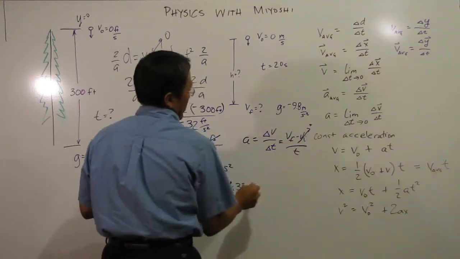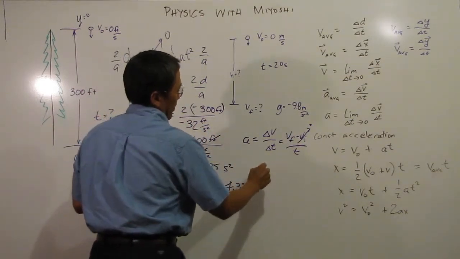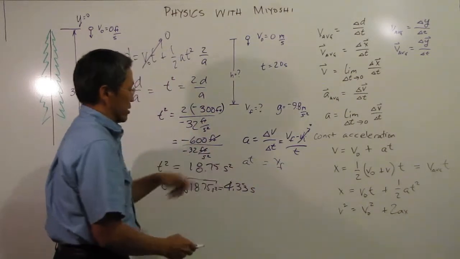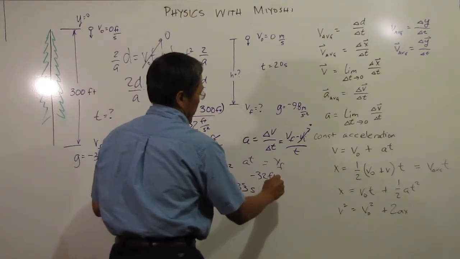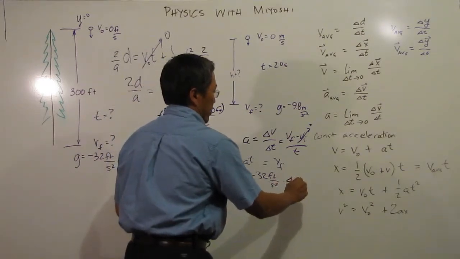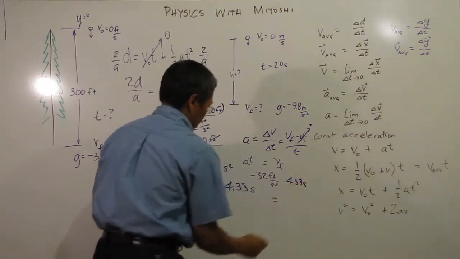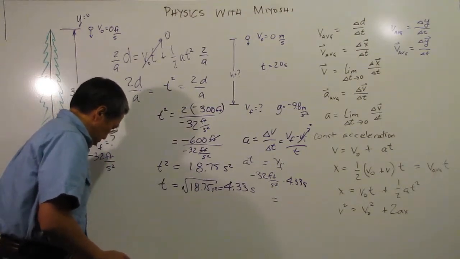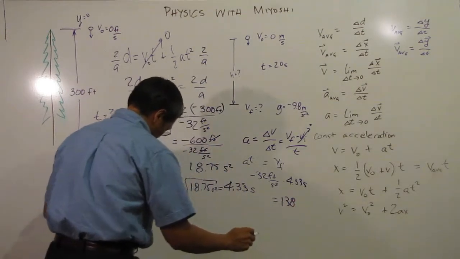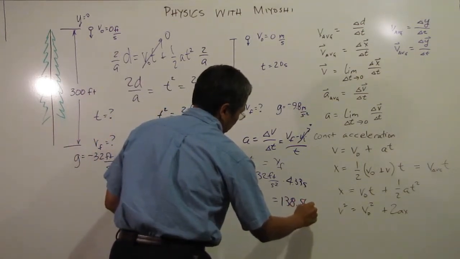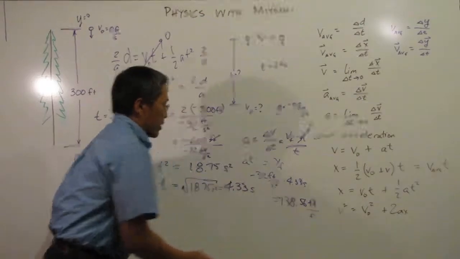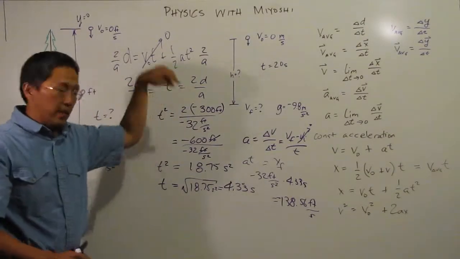V initial is going to go away. So then all I have to do is find my v final, which is a times t. We know a is the gravitational constant, so that's negative 32 feet per second squared. And my time is 4.33 seconds, as we just found out. What do we get? We get 138.56 feet per second. And we see that it's negative. The negative again tells us that it's going in the downward direction.